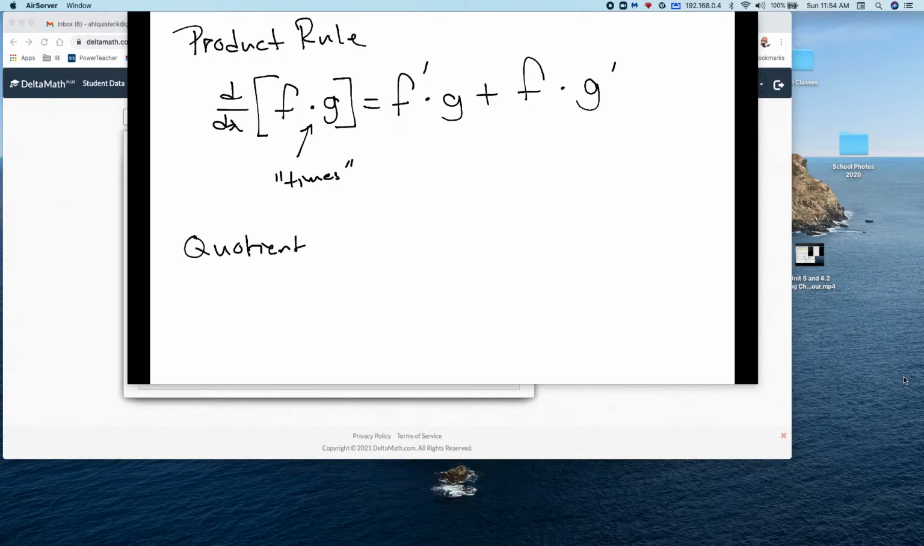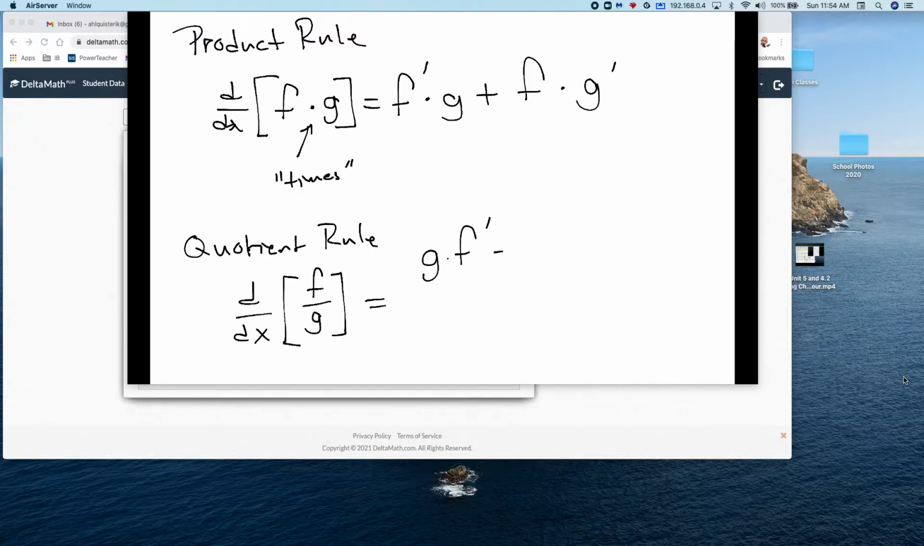The quotient rule. That's a little easier to see when you would use it, but that's when you have a function f divided by a function g. And you do the bottom times the derivative of the top minus the top times the derivative of the bottom over the bottom squared. Okay, so that's the product rule and the quotient rule.